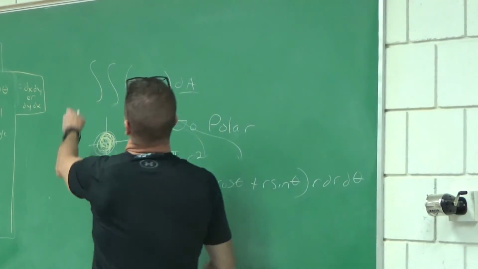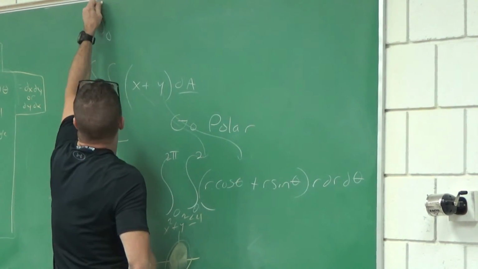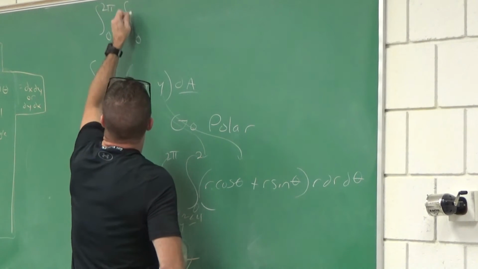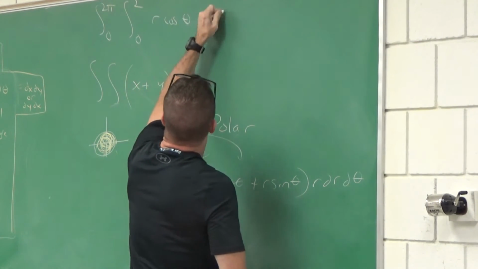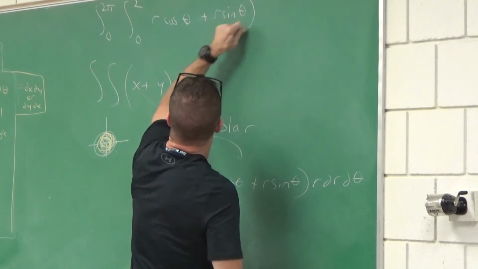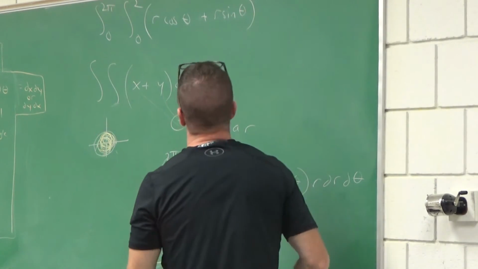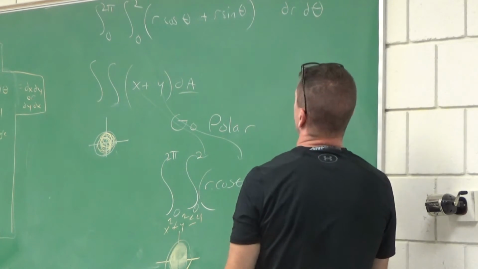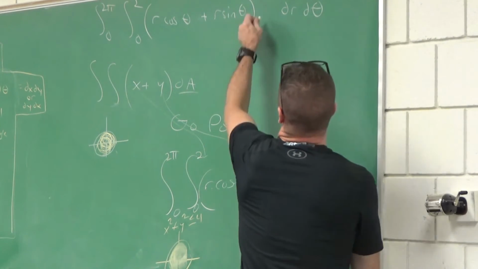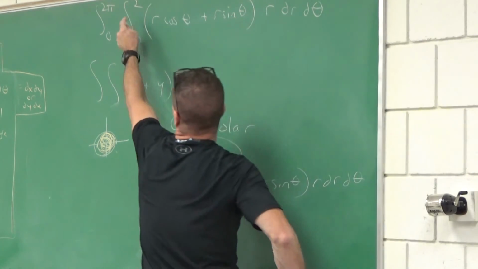Well, look what we have now. This will be way easier to solve this problem. R cos theta, r sine theta. A lot easier than going Cartesian. dr d theta. I did this on purpose. What did I forget? R. R dr. You can put that r here too.